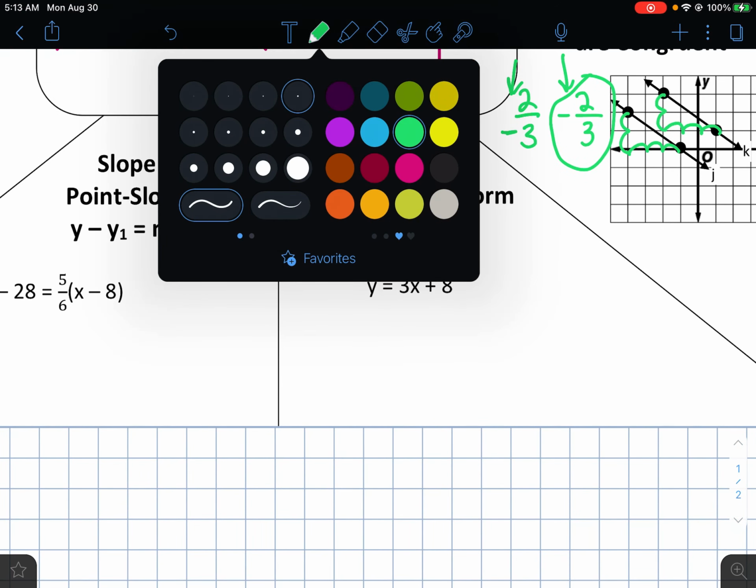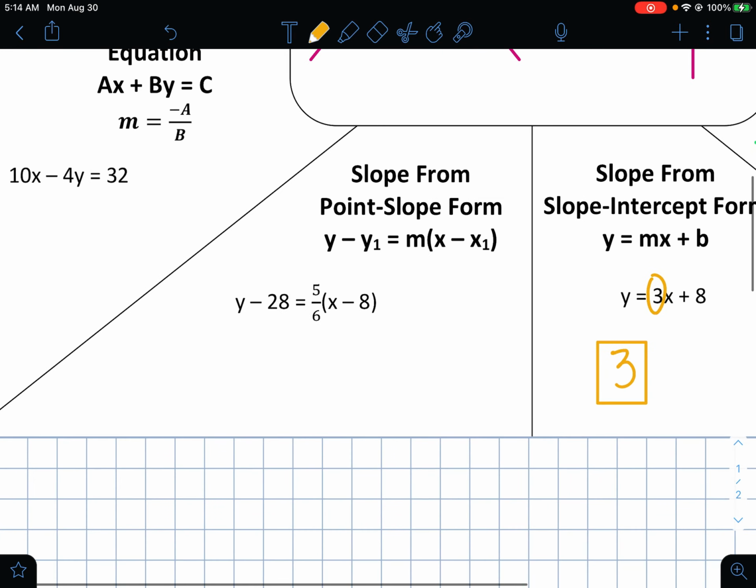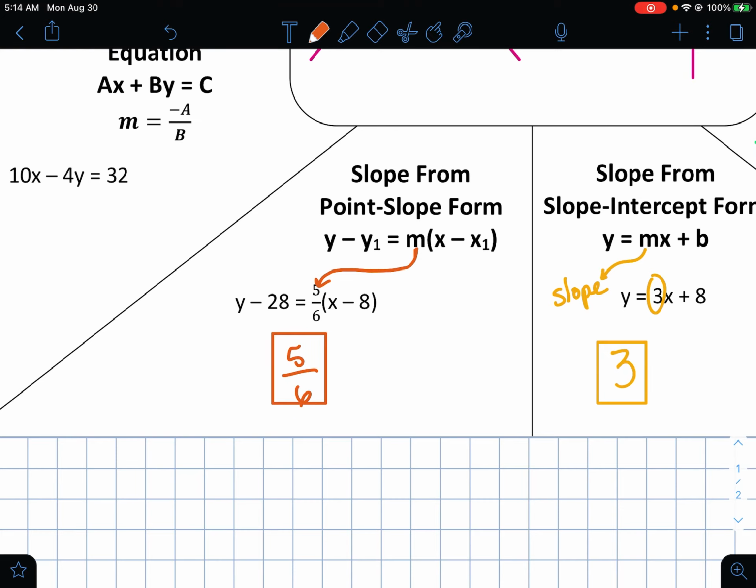Okay, now we have slope from slope intercept form. This one's really easy. There it is. The slope is 3. Don't forget M stands for slope. Don't ask why. All right. And then we have slope from point slope form. Same thing. This one's super easy. There it is. So 5/6 is the slope.